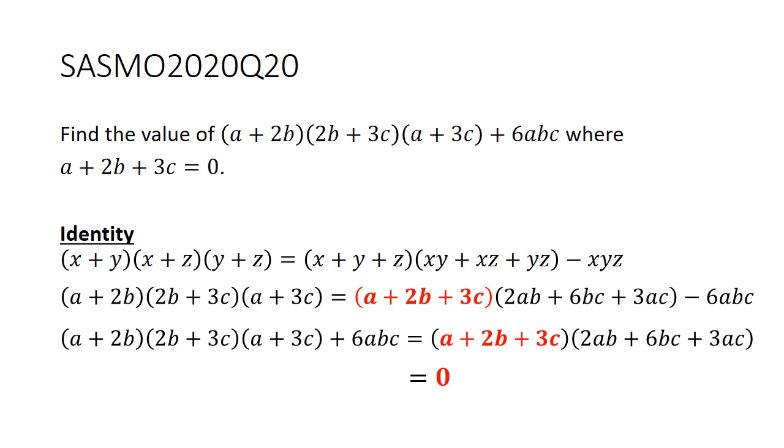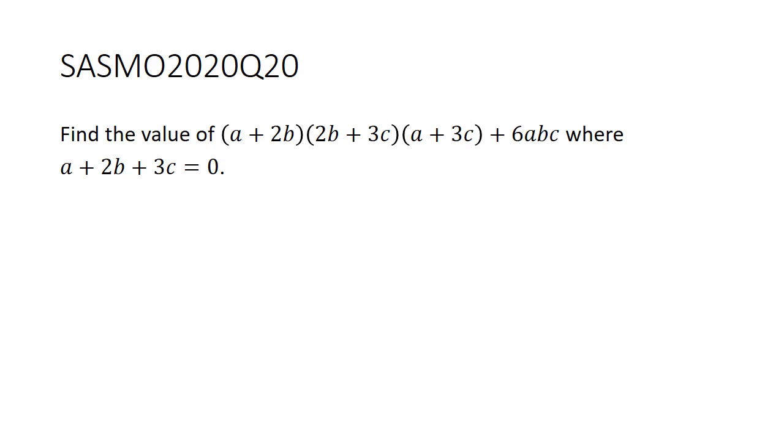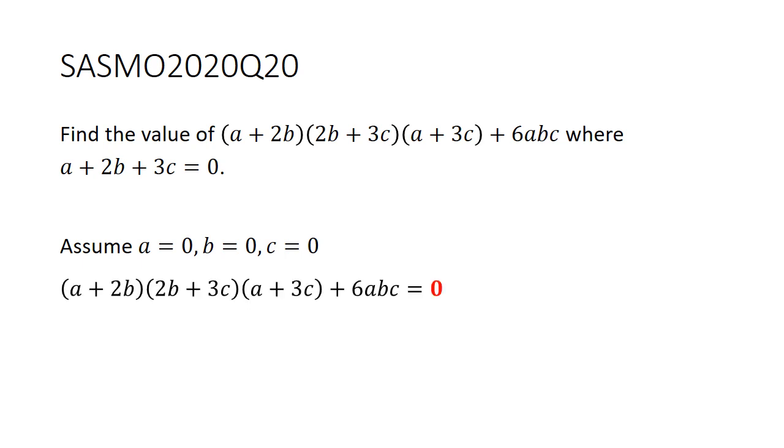Is there another way for us to solve this problem? Why, yes, there is. There is another way to solve this, and it's a really silly approach. In this approach, we're just going to assume that a, b, and c are all equal to 0, because 0 plus 2 times 0 plus 3 times 0 gives us 0. And if we assume that a is 0, b is 0, c is 0, and we sub that all in, we're going to see that we'll still get 0.